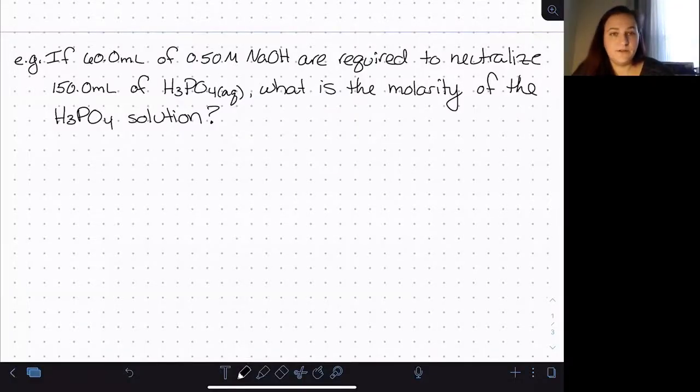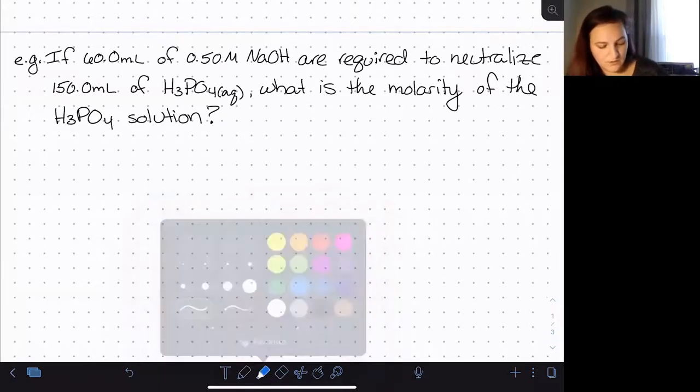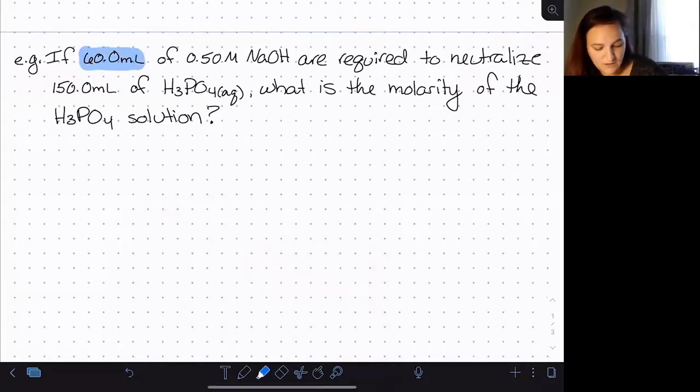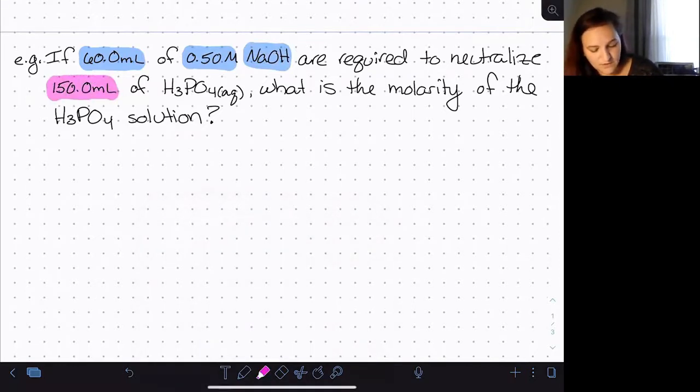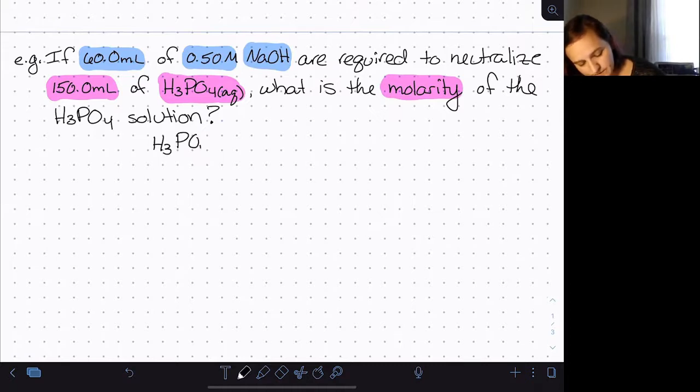So first thing we want to do is assess what do we know and what are we trying to figure out. So we're told that we have 60 milliliters of a 0.5 molar sodium hydroxide solution that is neutralizing 150 milliliters of phosphoric acid solution, and we're looking to find the molarity of that H3PO4 solution. So first things first, write our reaction. We need to know what's going on in order to be able to solve this.